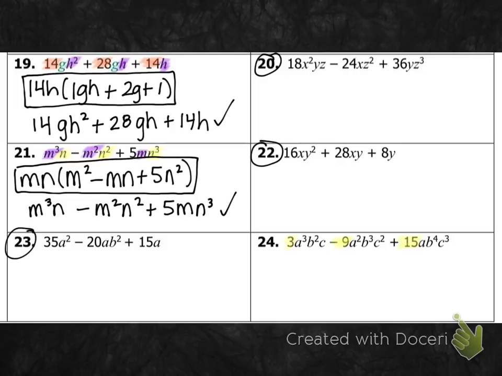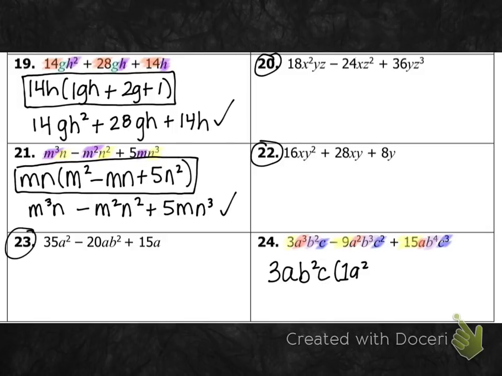So 3, -9, and 15, they have a 3 in common. A cubed, A squared, and A, the smallest exponent is just A. B squared, B cubed, and B to the 4th, B squared in common. And then for our c's, we have a c in common. So what's left? So we have 3 divided by 3, which is 1. A cubed divided by A is A squared. The B squareds cancel, and the c's cancel as well. So that's it for that one.